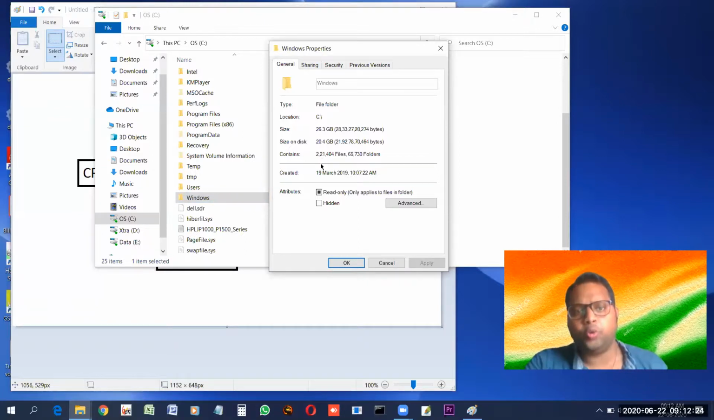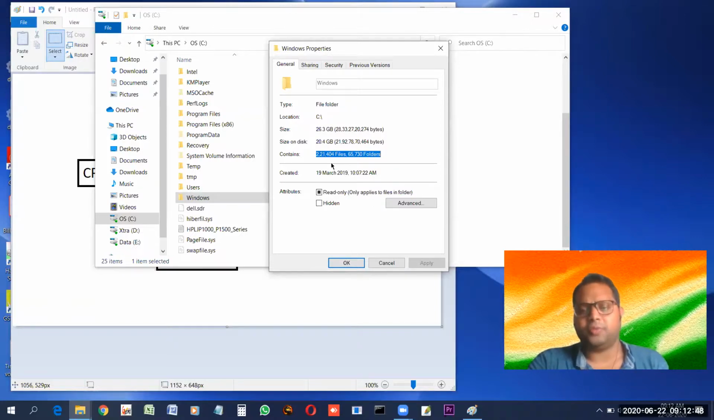Look, 2,21,404 files and 65,730 folders are there. And all these things are there in just one simple Windows folder. Look, these many files and folders are there. What is the use of them? Did you make them? No, I have not made them.